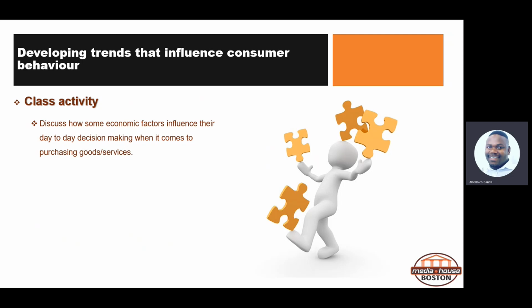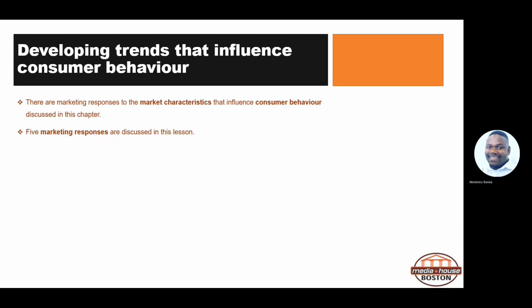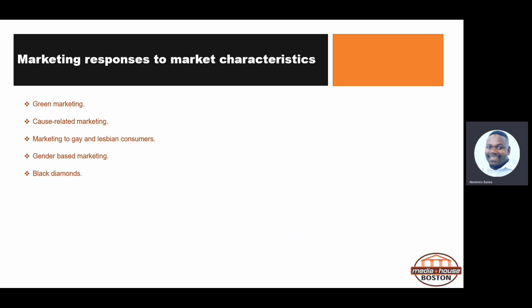consumer decision-making processes. So there are marketing responses to the market characteristics that influence consumer behavior, which we've already discussed in chapter 3. Now we need to look at 5 marketing responses that we are going to cover. These responses are green marketing, cause-related marketing, gay and lesbian consumers, gender-based marketing, and black diamonds.